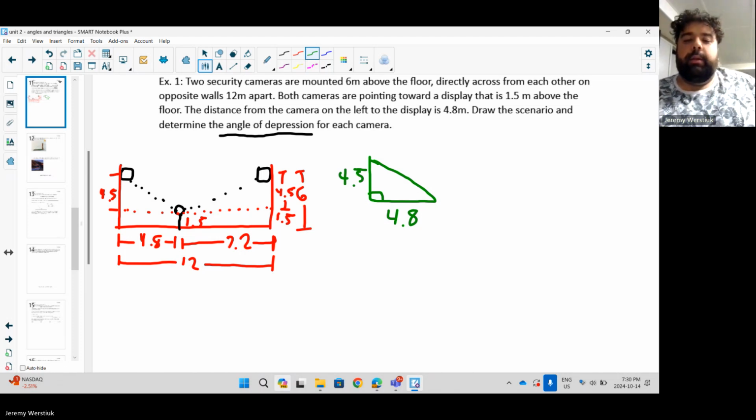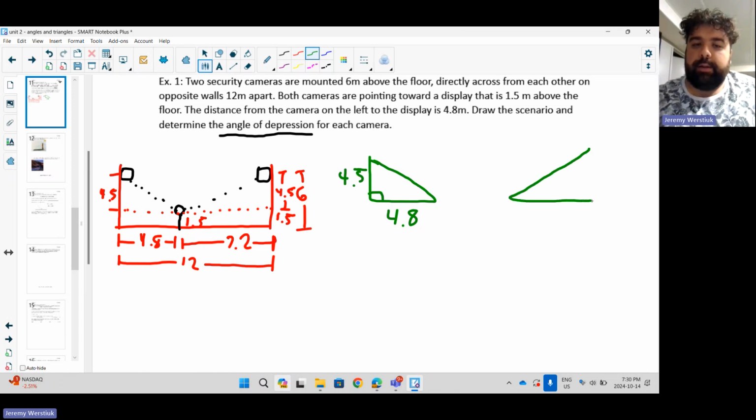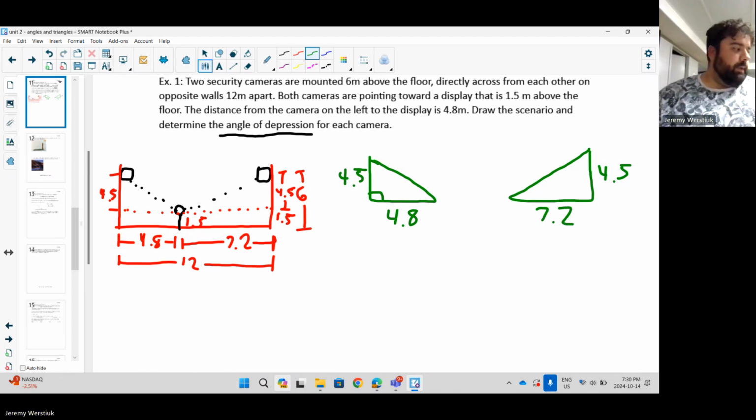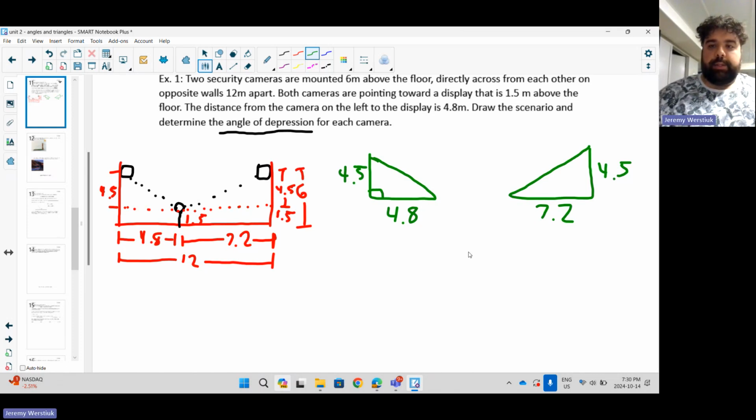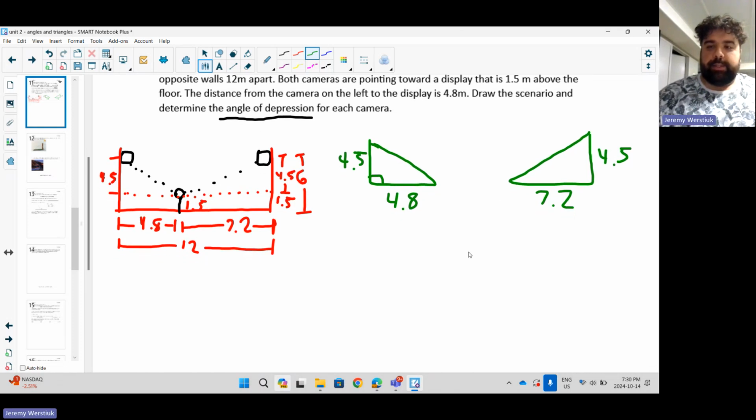Okay. I've also got this other triangle over here on the side. This one is also 4.5 meters high. And this one is 7.2 meters across. So I've got the two triangles here. I've got all my information. Oh, I guess I should put in my right angle here just to remind myself.